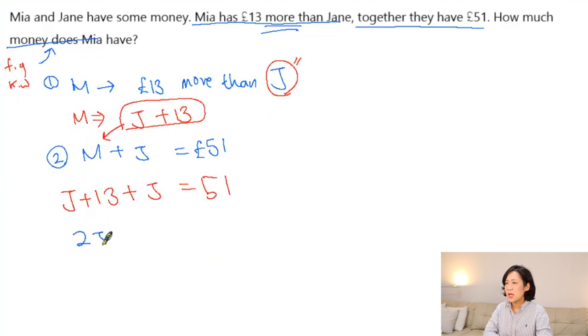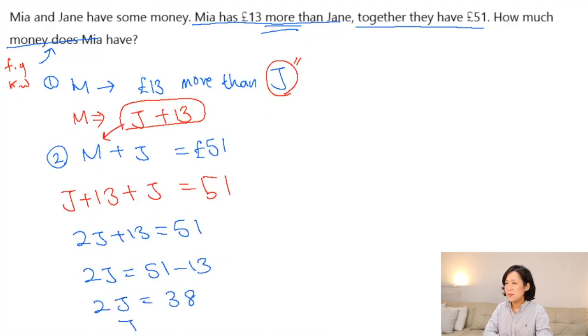Then let's simplify our equation. So 2J plus 13 gives 51. Leave 2J, then move 13, that means 51 take away 13, then 2J makes 38, right? So let's divide by 2. So J makes 38 divided by 2. So always go back to your unknown value. That was Jane's money, and we can see it is £19.